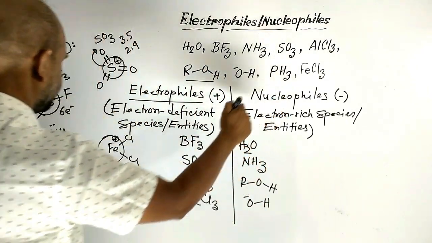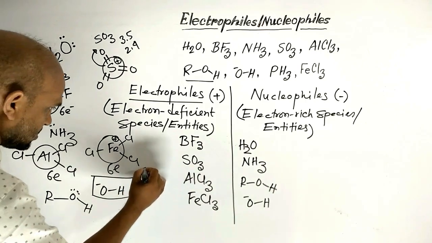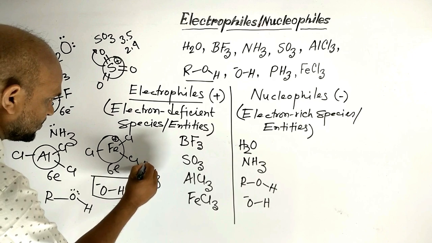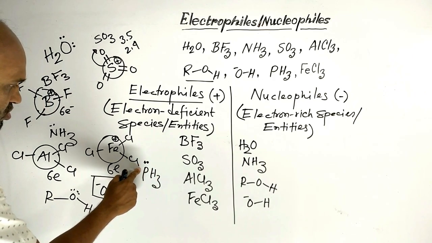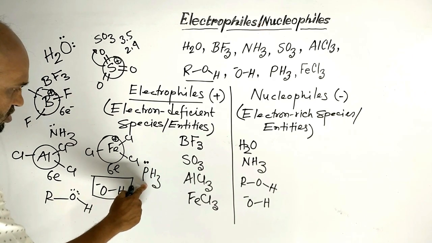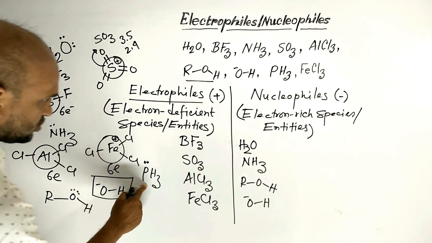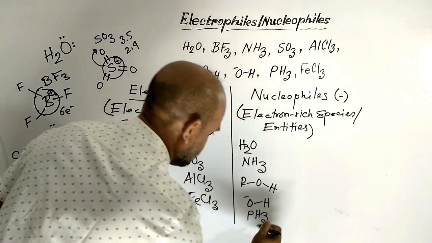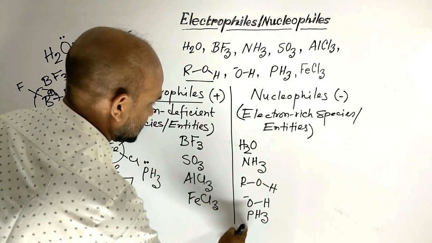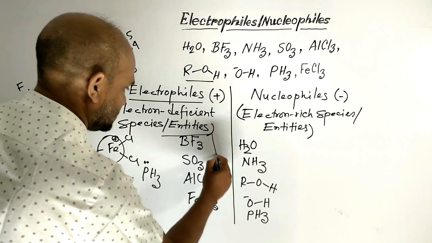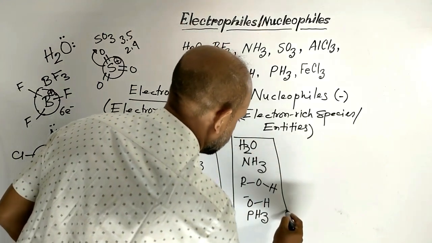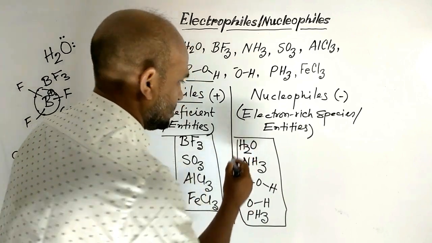Then phosphine, phosphorus carries 1 free pair of electrons. Considering this, phosphine is an electron rich entity. So this is a nucleophile. That is to say, these are electrophiles and these are nucleophiles.